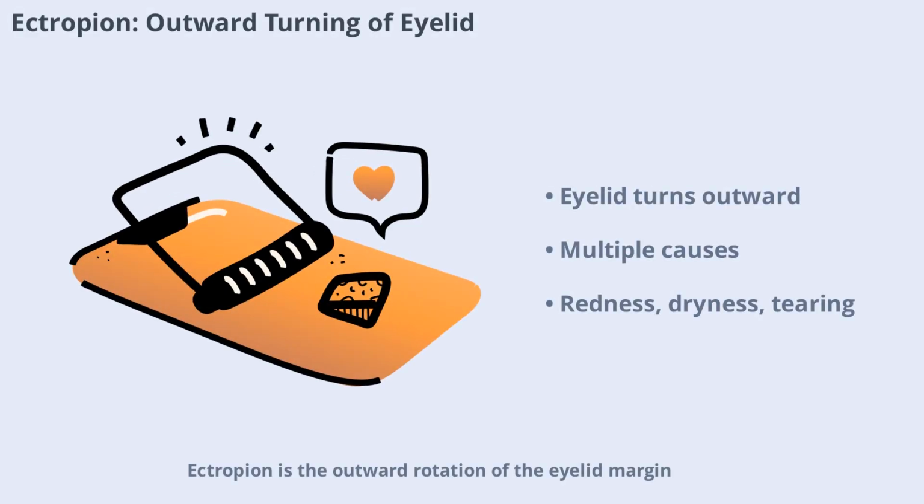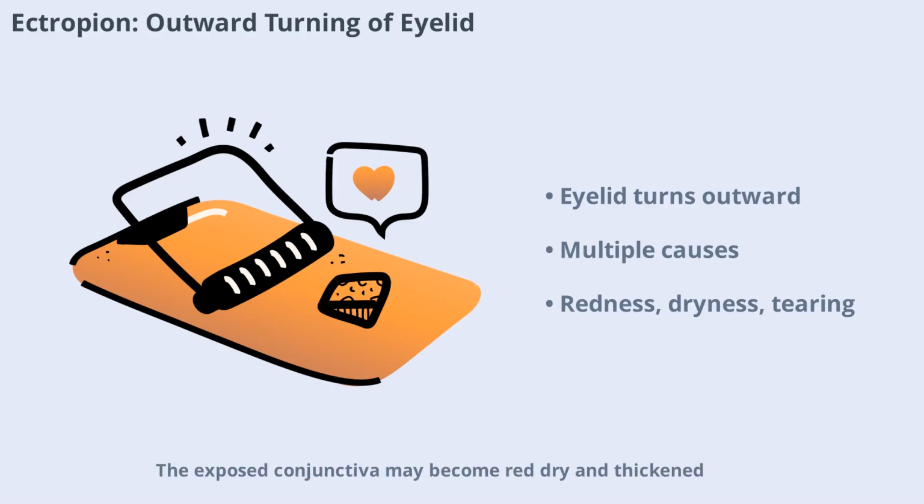Ectropion is the outward rotation of the eyelid margin, exposing the inner conjunctiva. It can result from scarring (cicatricial), muscle spasm (spastic), nerve paralysis (paralytic), or age-related changes (senile). Symptoms include constant tearing (epiphora), redness, dryness, and, in severe cases, exposure keratitis.